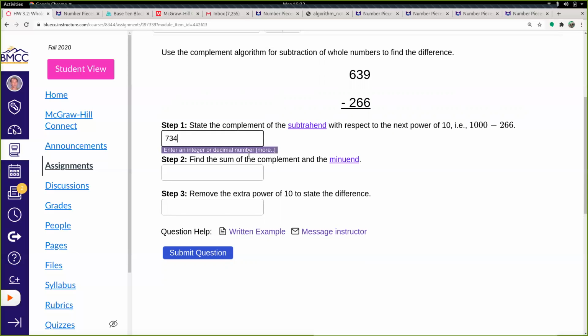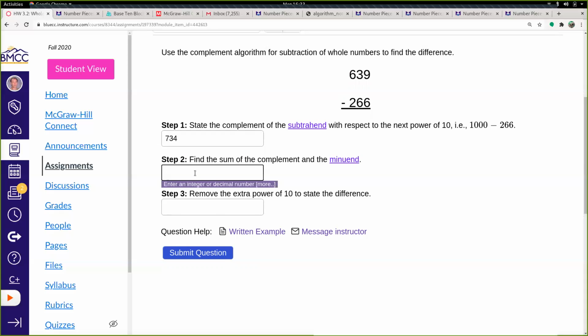And then what we do is we take that complement and we add it to the top number. So that's what the next part says. Find the sum of the complement and the minuend. The minuend is what's being subtracted from, the 639. So what's 639 plus 734?